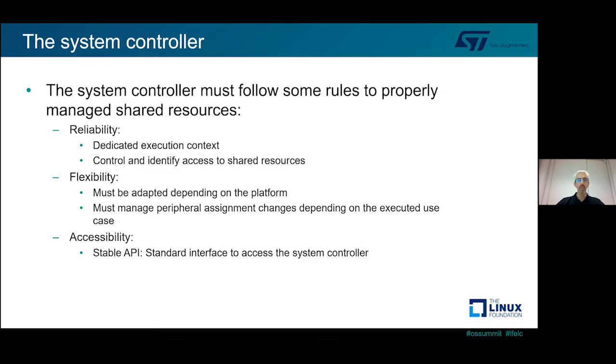So the system controller must follow some specific rules to properly manage its shared resources. The first one is reliability. As we just said, a dedicated execution context for the system controller is key to avoiding attackers and any issue regarding the robustness of the overall system, to execute properly and control these resources, which may be quite critical in the system. The second item is to be able to control and identify the accesses made to these shared resources, and properly identify the different processors that try to access them, to accept or forbid access to a specific resource.